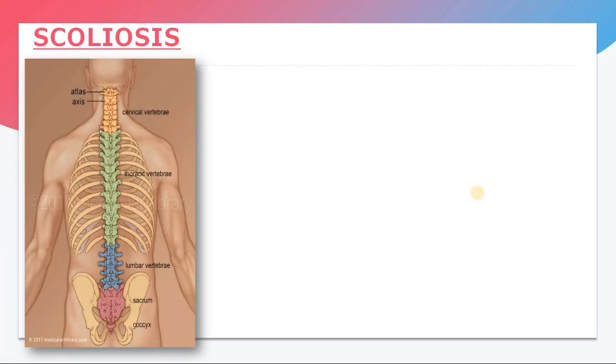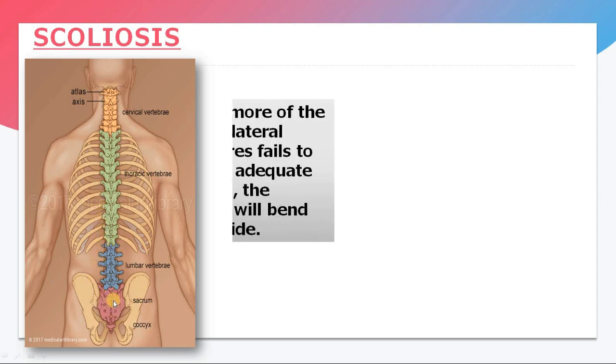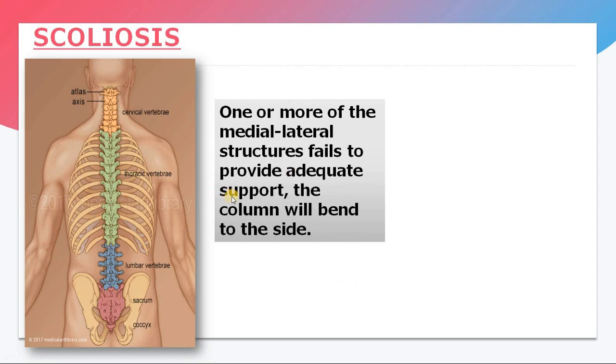Okay, now let's talk about another spinal deformity, which is scoliosis. When viewed from the posterior aspect, the vertebral column is vertically aligned and bisected by the plumb line. The structures on either side of the column are symmetrical. The plumb line passes through the midline of the occiput, through the spinous processes of all vertebrae, and directly through the gluteal cleft. So when one or more of the medial and lateral structures fails to provide adequate support, the column will bend to that side.